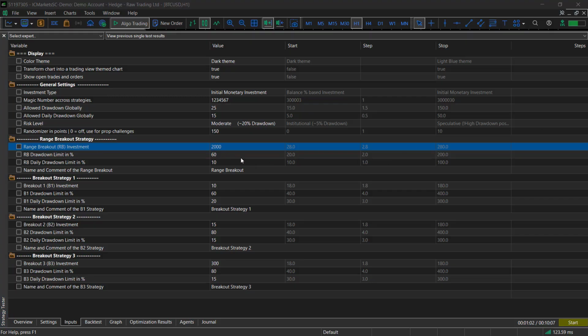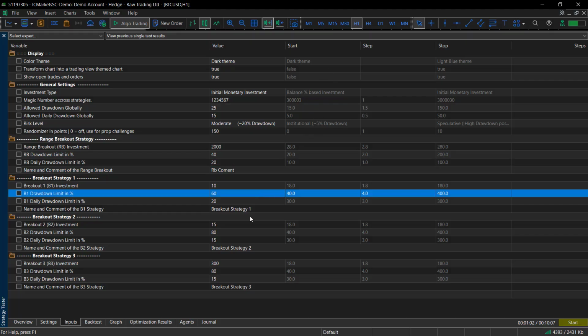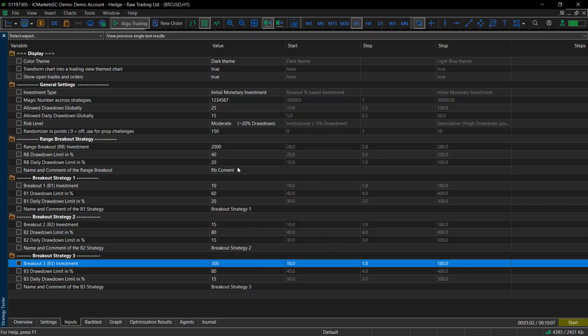After that, you set the drawdown limit and the daily drawdown limit for the strategy, and you can also add a comment if you want to identify it more easily. Then you repeat the same process for strategy 1, 2, and 3. And that's basically it. That's how you set up the EA.